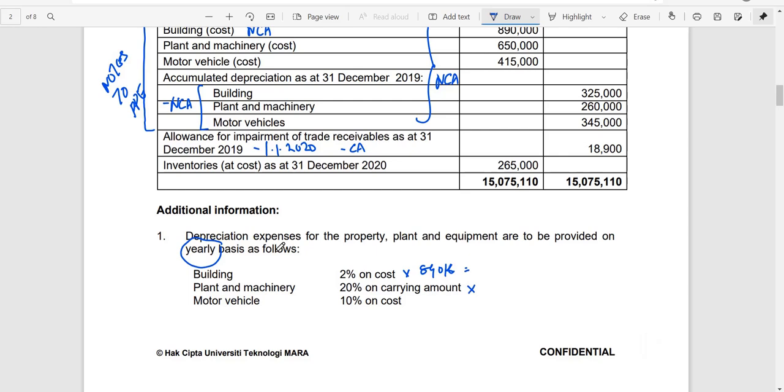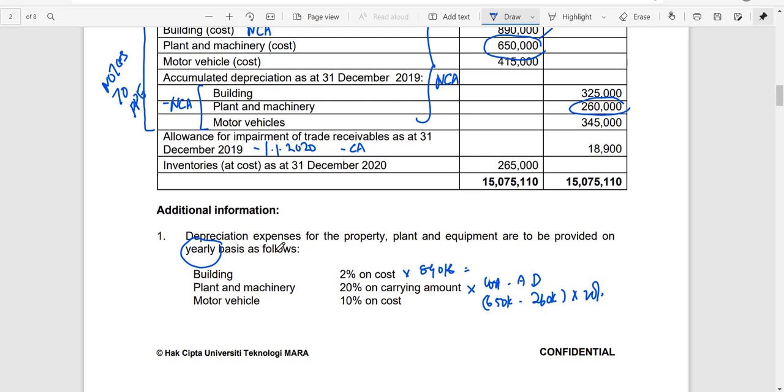So now we take this, and the carrying amount for plant and machinery would be 650,000 minus 260,000, because that would be cost minus accumulated depreciation, and then only multiply by 20%. So that will be done, and this calculation will need to be reflected in the calculation of the expenses.